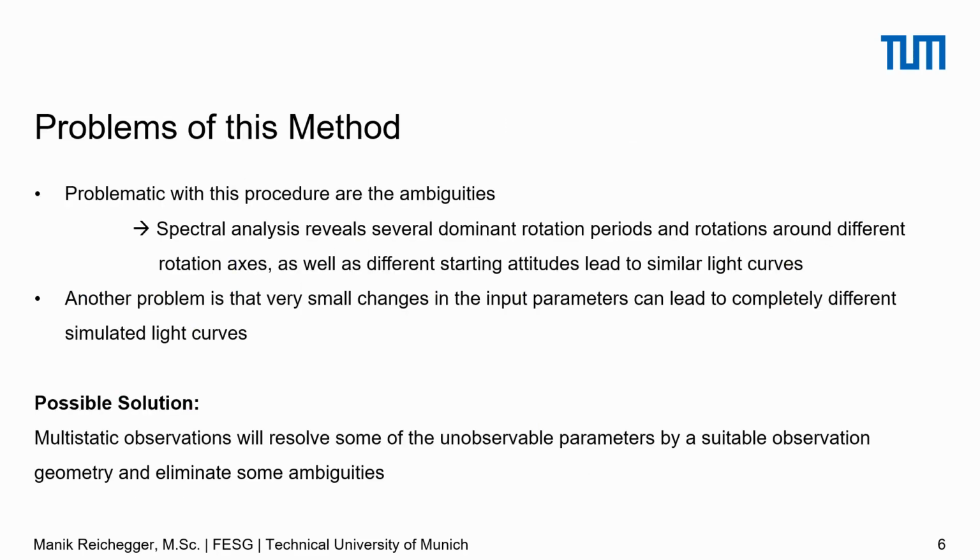Problematic with this method are the ambiguities. The spectral analysis reveals several dominant rotation periods, and rotations around different rotation axes, as well as different starting attitudes, lead to similar light curves. Another problem is that very small changes in the input parameters can lead to completely different simulated light curves. One possible solution would be multistatic observations. They will resolve some of the unobservable parameters, and by a suitable observation geometry, they will eliminate some ambiguities.